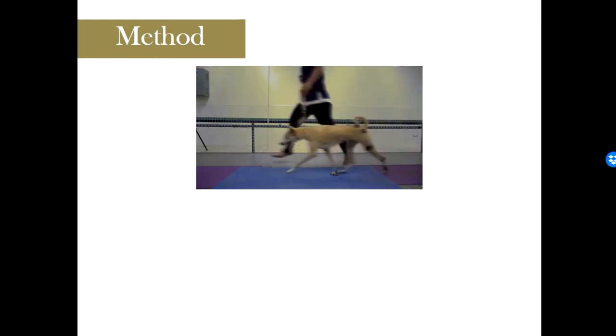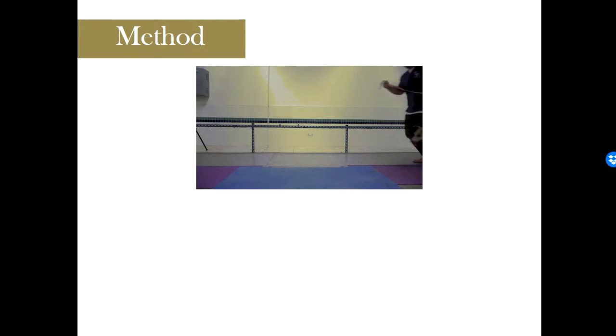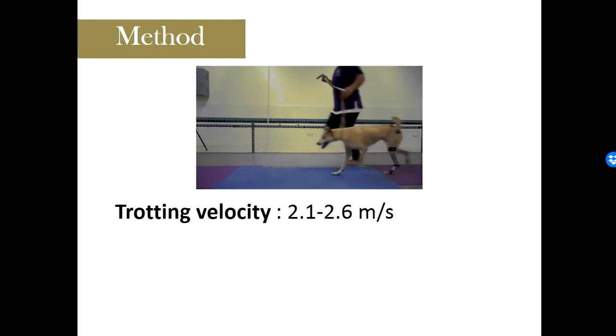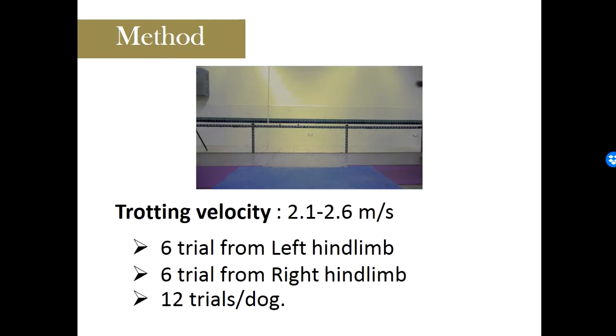All dogs were leashed by the same handlers. Dogs' trotting velocity was maintained between 2.1 to 2.6 meters per second. Each dog was collected for 6 trials from the left hind limb and 6 trials from the right hind limb, which is 12 trials in total.